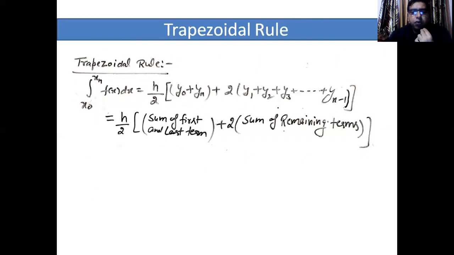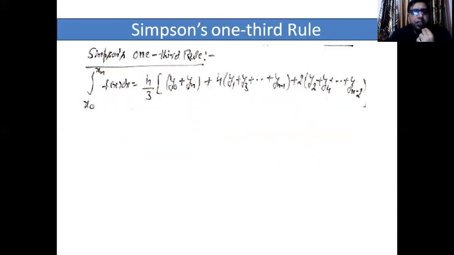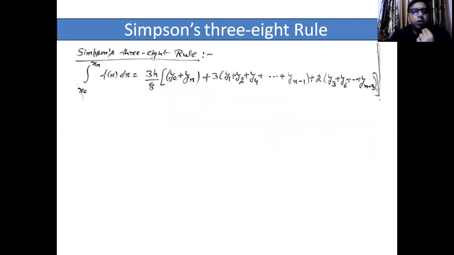In the trapezoidal rule, 2 is multiplied by the suffixes which are a multiple of 1. In Simpson's 1/3 rule, 2 is multiplied by the suffixes which are a multiple of 2. And in Simpson's 3-8 rule, 2 is multiplied by the suffixes which are a multiple of 3. So 3 is multiplied by the suffixes which are not a multiple of 3, and 2 is multiplied by the suffixes which are a multiple of 3.